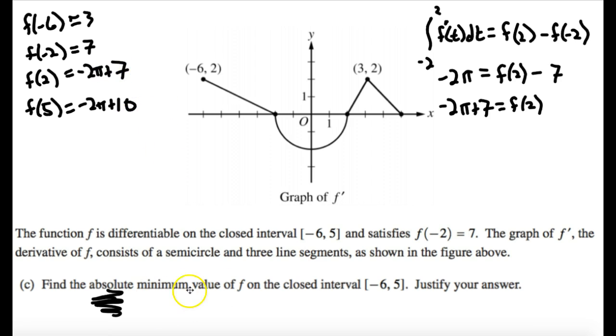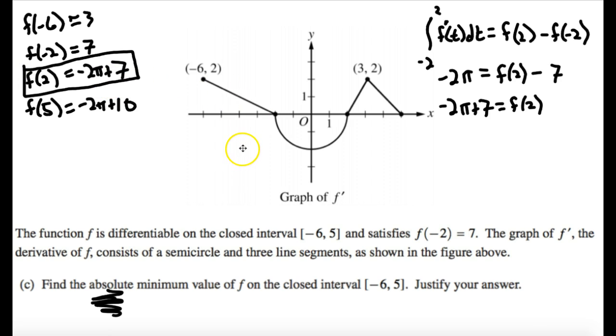So we want the absolute min. We need to figure out which of these values is the smallest. Well, obviously, -2 pi plus 7 is going to be smaller than -2 pi plus 10, because we're adding a larger value here. But then we need to figure out what this is equal to. If pi is 3.14, 2 pi would be 6.28. So 7 minus 6.28 is going to be less than 1. So what we end up with is this is the minimum value.